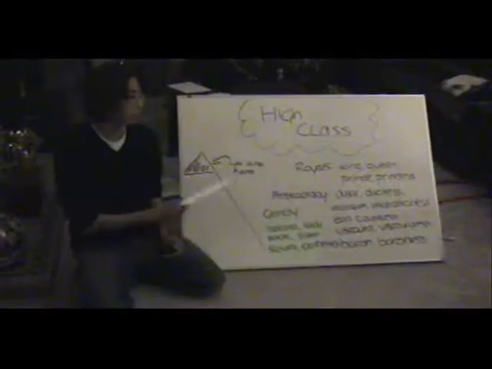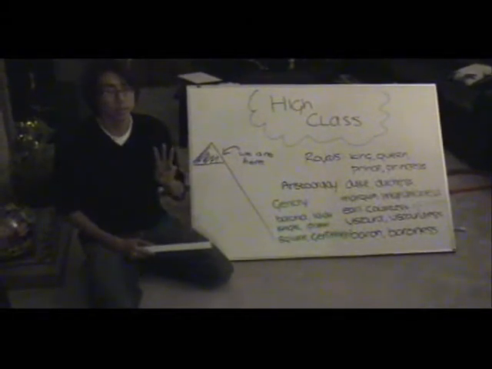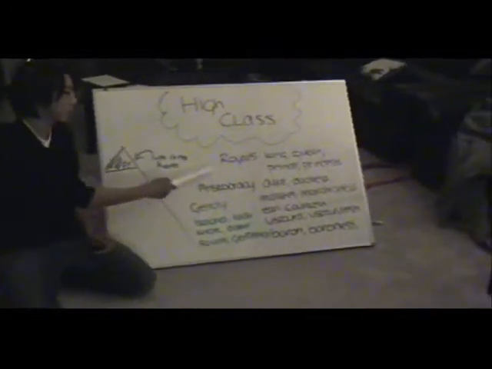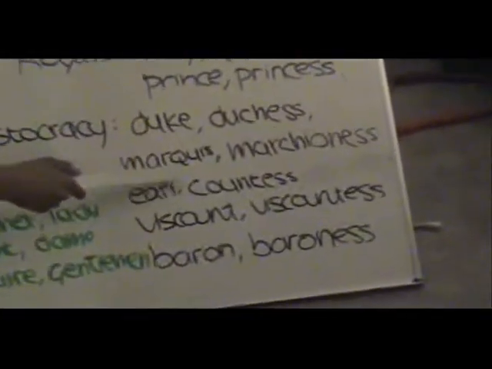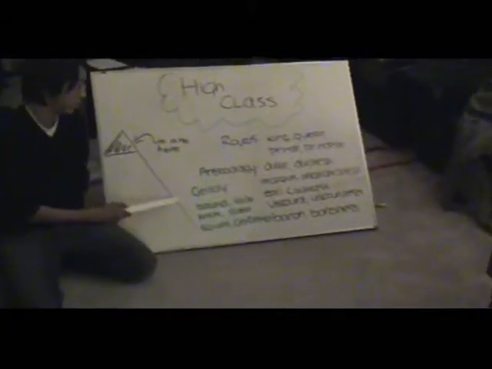Now we're going more into the classes. We are now here at the high class. The high class consisted of three major components. First off was the royals, consisting of the king, queen, prince, and princess. Second was the aristocracy, consisting of the duke, duchess, marquis, marchioness, earl, countess, viscount, viscountess, baron, baroness. Lastly was the gentry, consisting of the baronet, lady, knight, dame, squire, and gentleman.